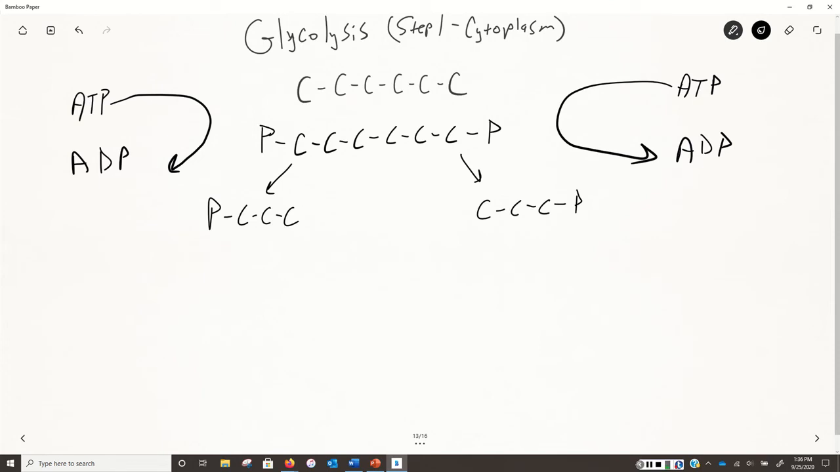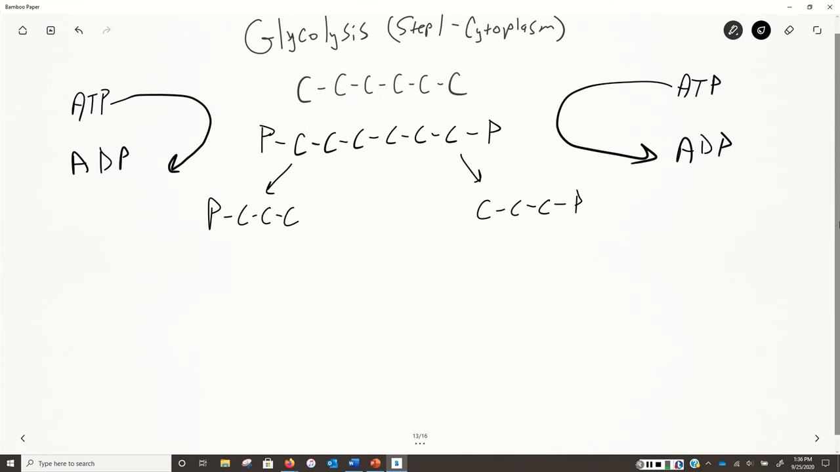Now, we want to make sure that nothing else attaches to these carbons, and that they don't reattach to each other. So we have to occupy these open spaces that we just created. And we can do that with more phosphate. But we don't need to use more ATP. How else can we get phosphate?